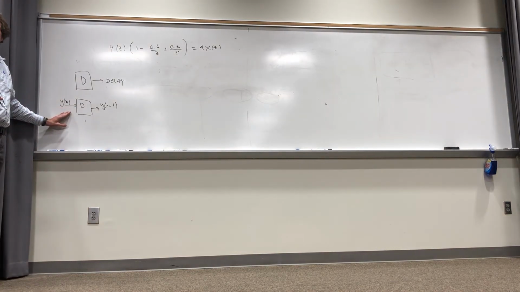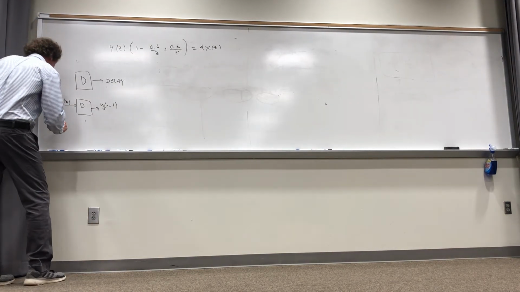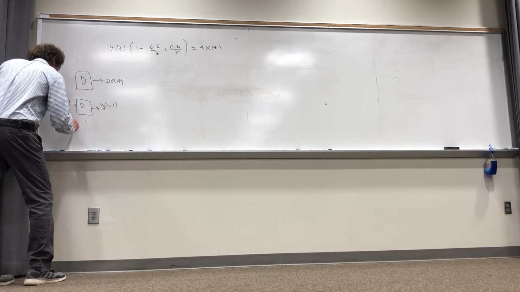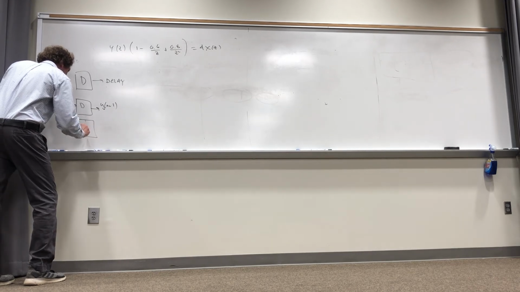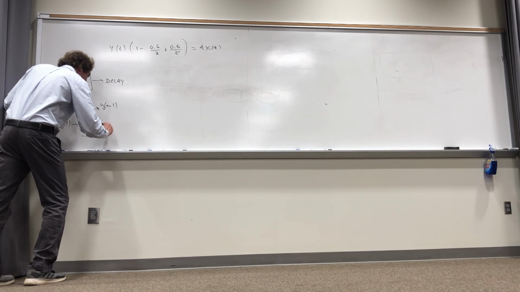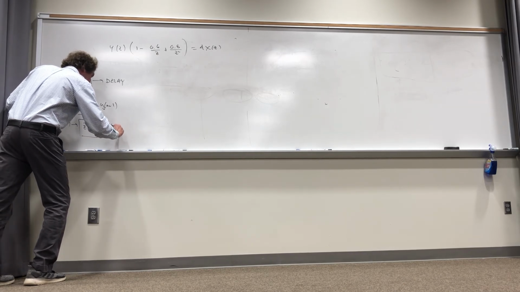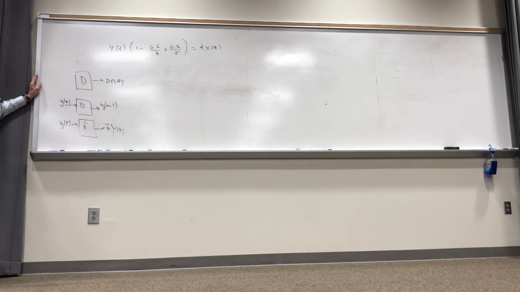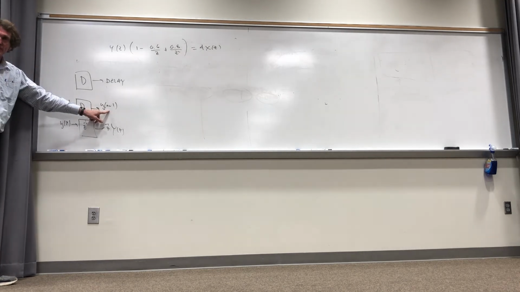Now, if you think about this, if this is y of z here, a delay operator is really z to the minus 1, and the output would be just z to the minus 1 times y of z. Does everybody follow suit on that one? That's assuming no initial conditions. Just take the z transform of that. It brings out a z to the minus 1.